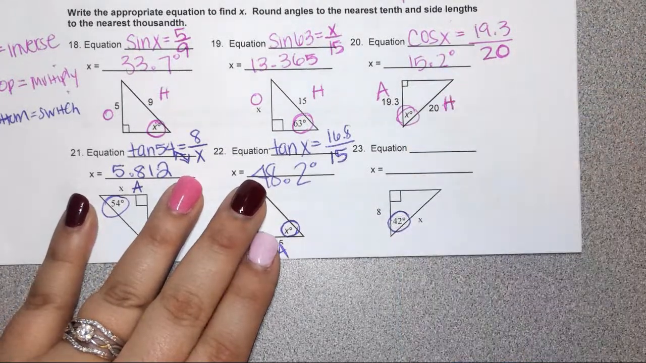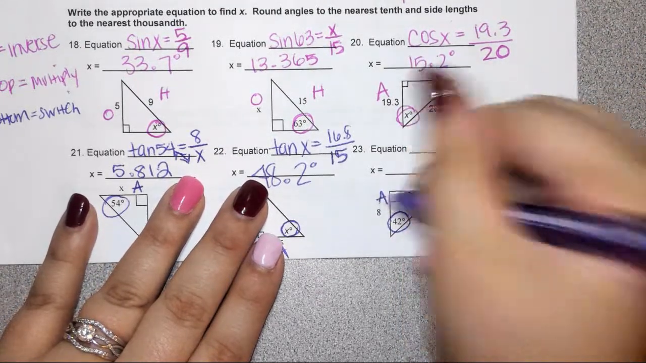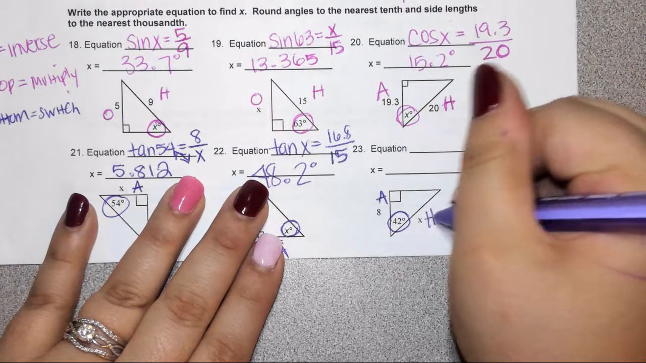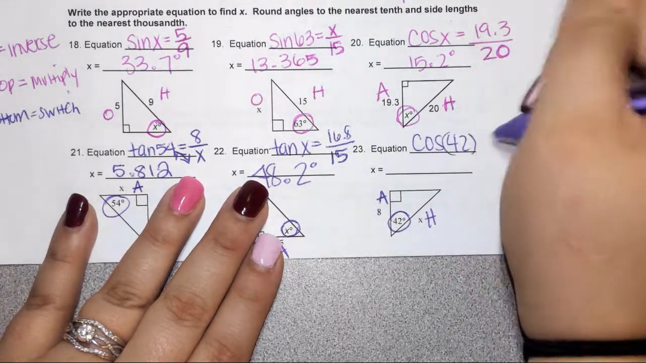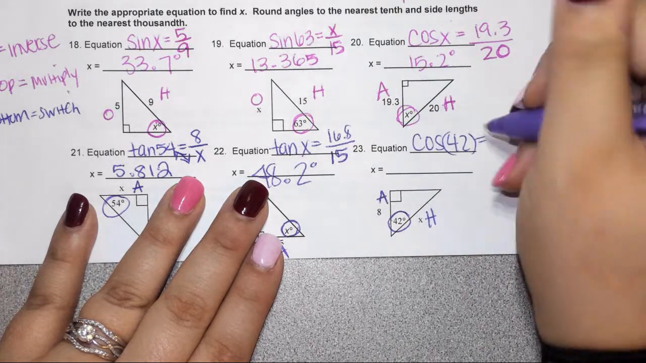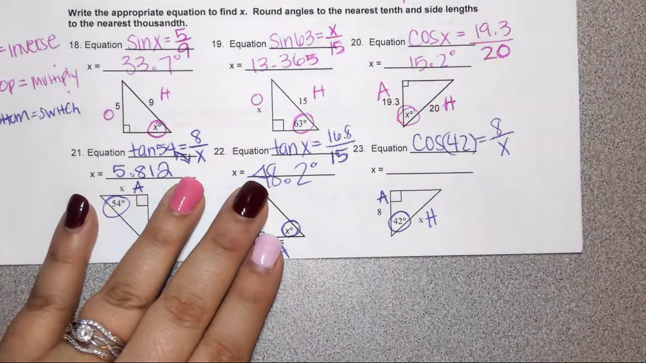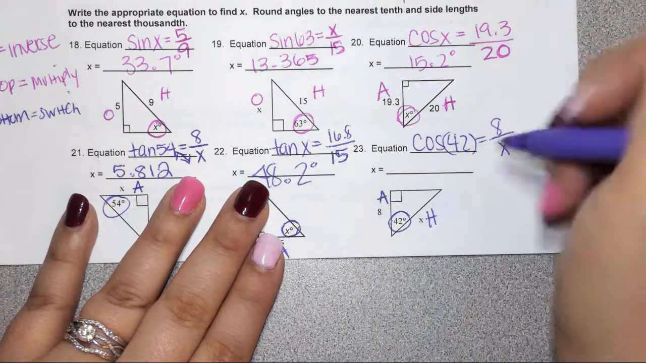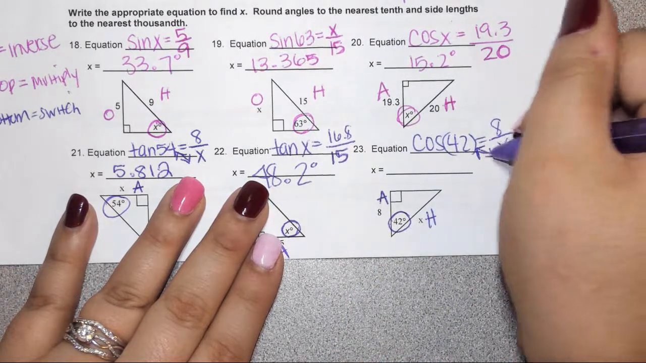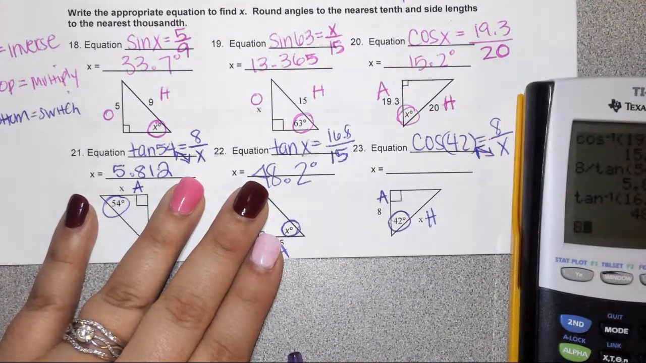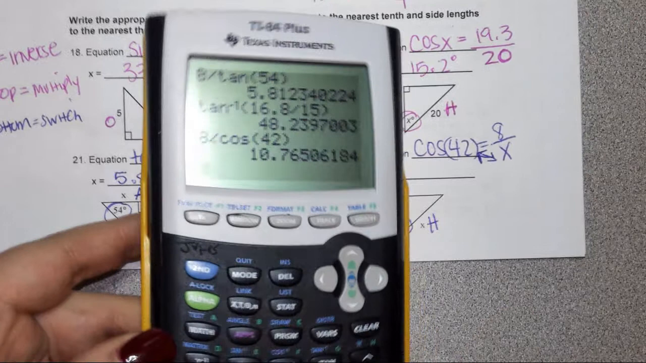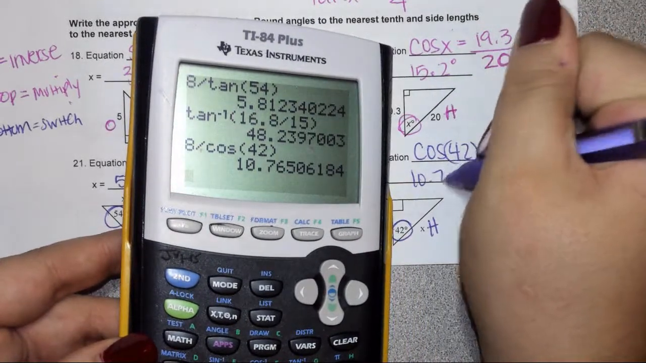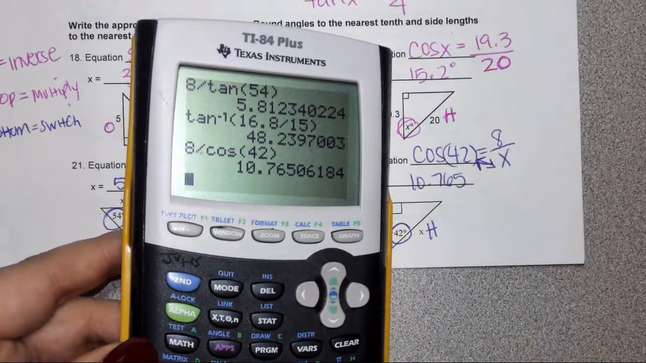Alright, last one I'm going to do like this. Here's my angle. What do I have? Adjacent and hypotenuse. What's that? So the cosine of 42 gives me adjacent over hypotenuse. What did we say happens if X is on bottom? Switch them. So I'm going to have 8 divided by the cosine of 42. And how many decimal places am I going to round? 10.765.